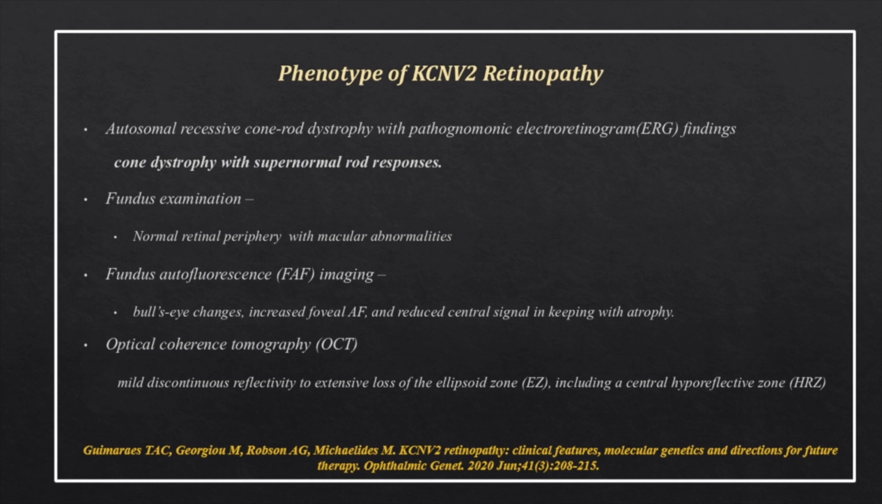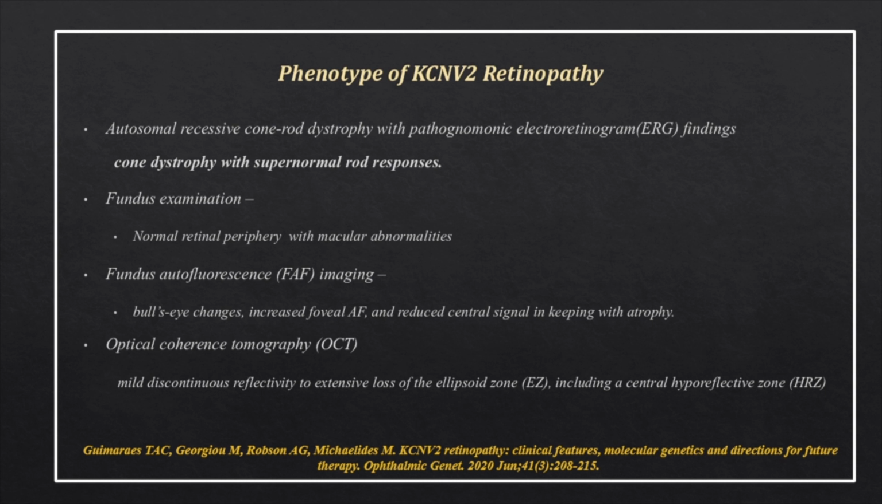So the phenotype of KCNV2 retinopathy. KCNV2 basically affects the voltage-gated potassium channels, which are responsible for maintaining the resting membrane potential of the photoreceptor. So this causes an autosomal recessive cone rod dystrophy with a pathognomonic ERG finding, which is cone dystrophy with a supernormal rod response. In this condition, the patient usually presents in the first and second decades of life with gross visual disturbance, reduced visual acuity, and some of them also complain of nyctalopia, some with photophobia, which is a rare thing to happen in an early stage of cone rod dystrophy.